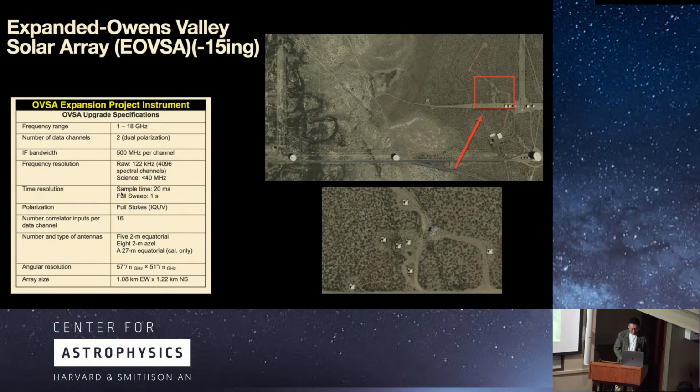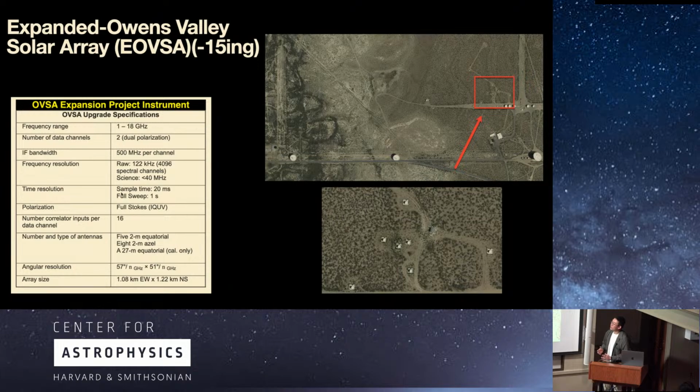All right. So here is our instrument, EOVSA, the Expanded Owens Valley Solar Array. It's a solar dedicated array at the Owens Valley Radio Observatory. It's about 5 hours from LA, and it's in the middle of the desert, like other radio observatories. Because it's a solar dedicated array, our main antennas, as shown in this figure, are very small. They're actually just 2 meters because the Sun is such a strong radio source.